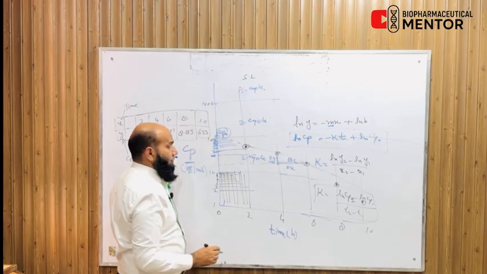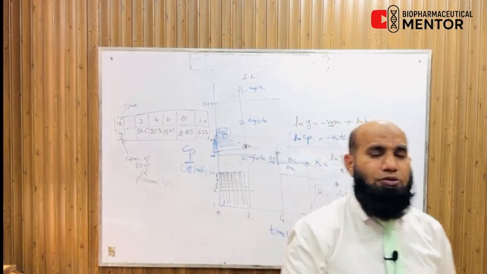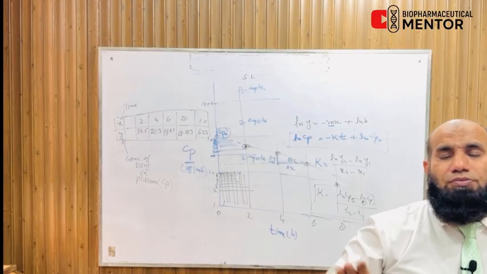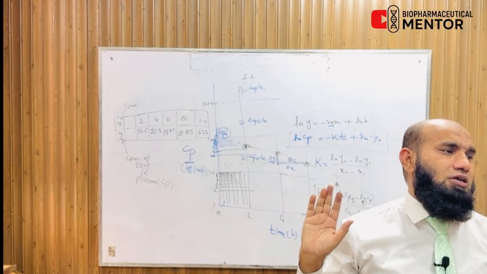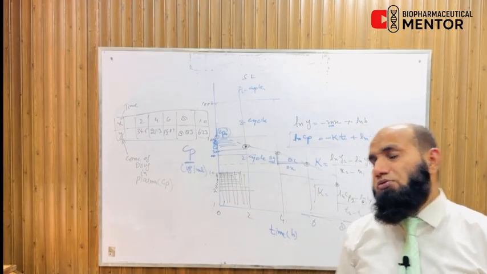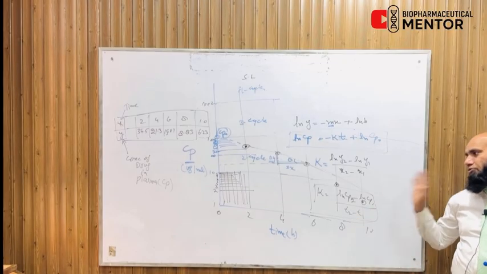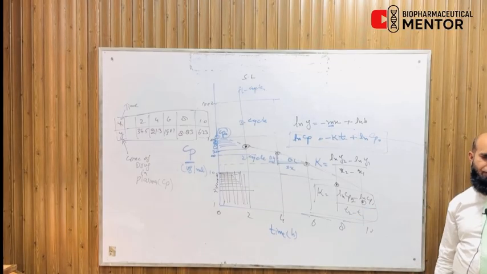Remember, in our previous case, we did not take the natural log. Why are we taking the natural log here? Because we have made the graph on the logarithmic scale. So ln y2 minus ln y1 over x2 minus x1, or ln Cp2 minus ln Cp1 over t2 minus t1, is the value of the k.